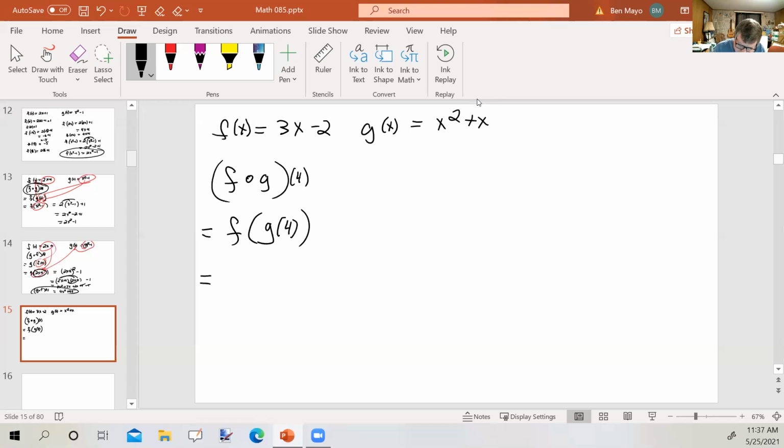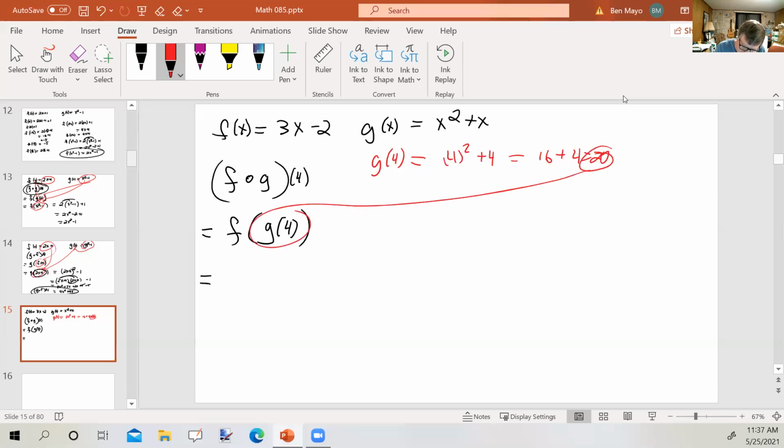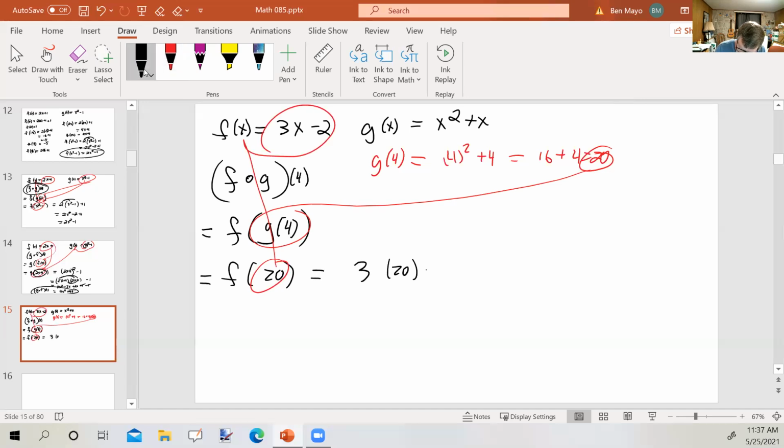Well, let's see. What is g of 4? G of 4 would be 4 squared plus 4, which is 16 plus 4, which is 20. So that's going to go in the place of g of 4, and we have f of 20. But what is f of 20? Well, we're going to take that and put it in there. So we get 3 times 20 minus 2, 60 minus 2, which is 58.